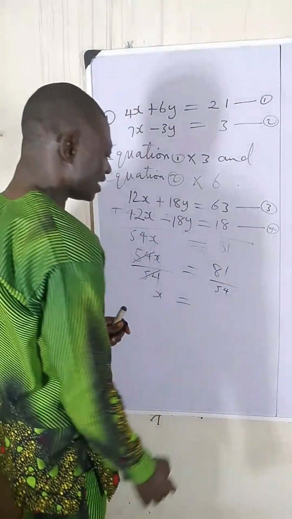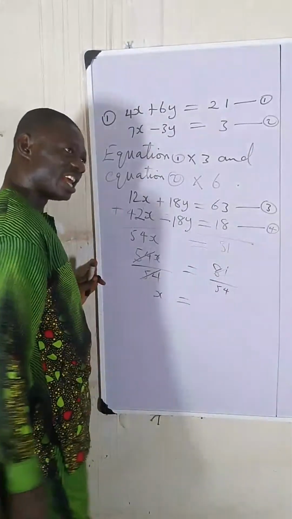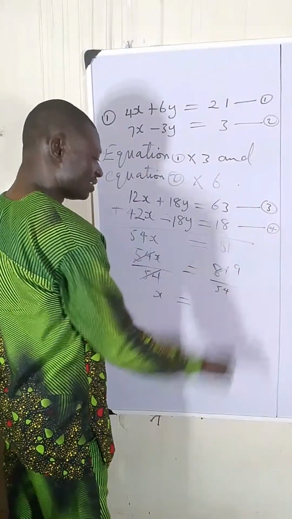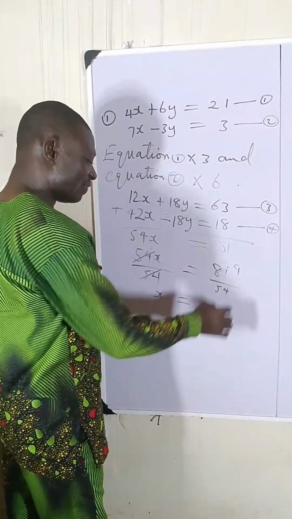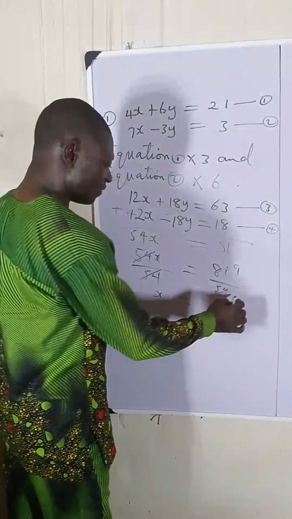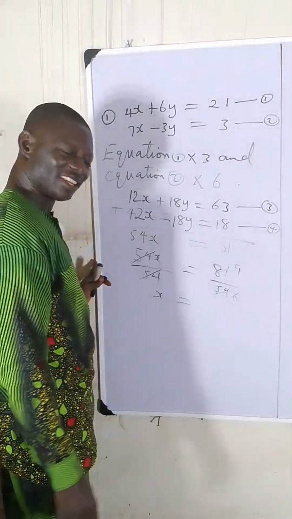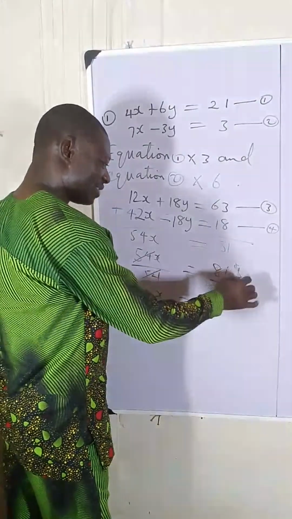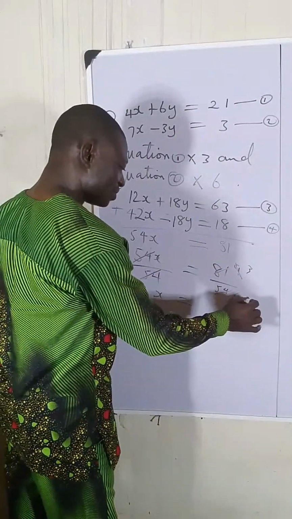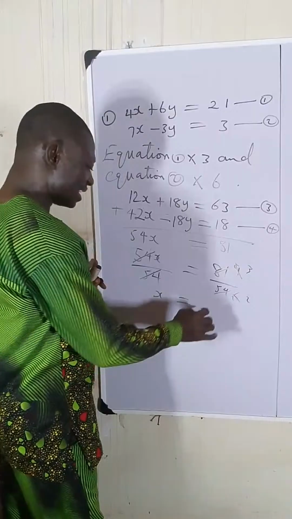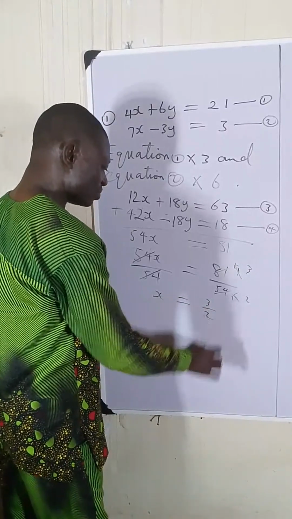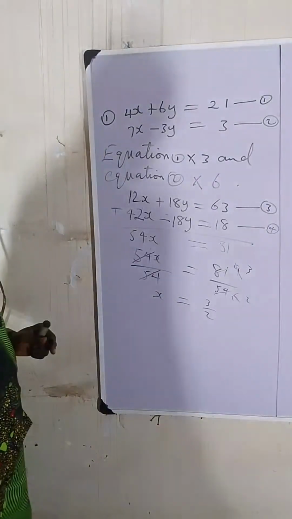What can we actually divide? 9 divides 81 to give us 9. 9 divides 54 to give us 6. Can another thing divide? Yes. 3 divides 9 to give us 3. 3 divides 6 to give us 2. And so we are getting 3 over 2 as the answer for x.